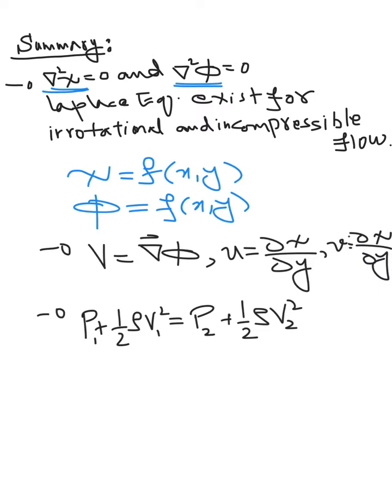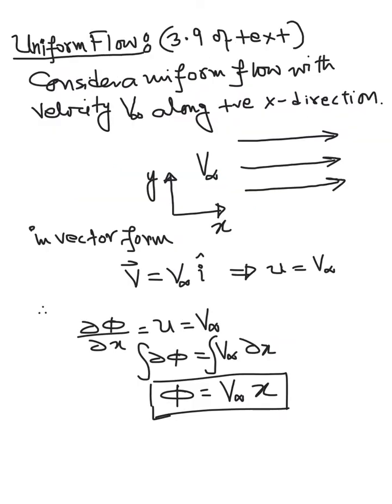Next I will introduce some elementary solutions for these equations. The first of a series of elementary flows that I would like to talk about here is the uniform flow, and we will derive the stream and potential function for this flow. So consider a uniform flow with a velocity V infinity along the positive x direction. This is my positive x direction, and in vector form the velocity can be represented here.